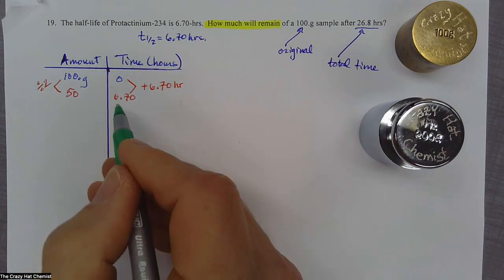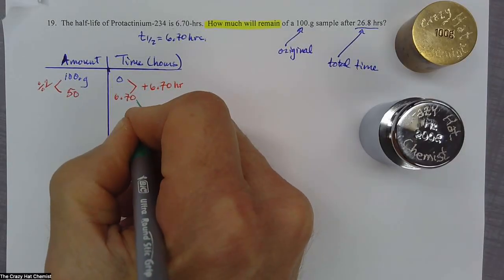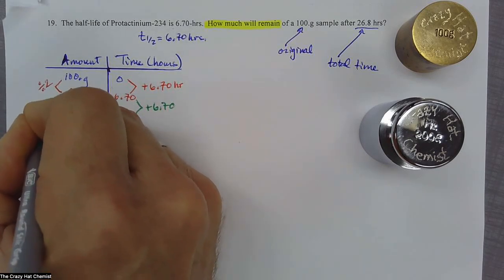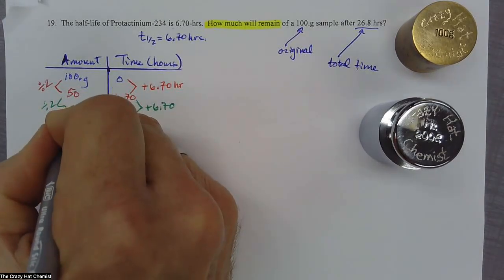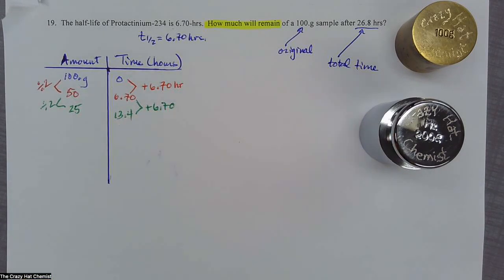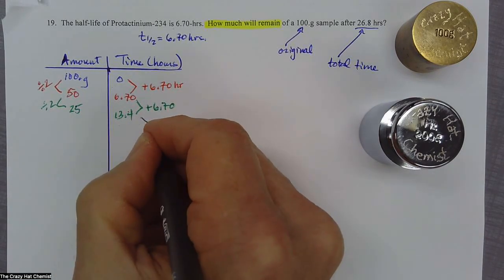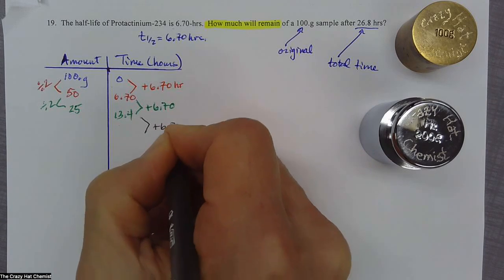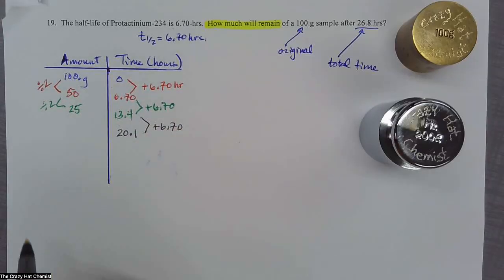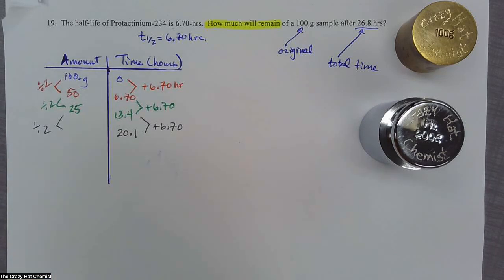This time has not reached 26.8, so I need to carry on and continue. I'm going to add 6.70 hours and divide by 2. That will be 25 grams, and a total of 13.4 hours. This 13.4 is not 26.8, so I am not quite done. Again, I'm going to add 6.70 to this column, and I will get 20.1, and then I'm going to divide by 2, and I will get 12.5.